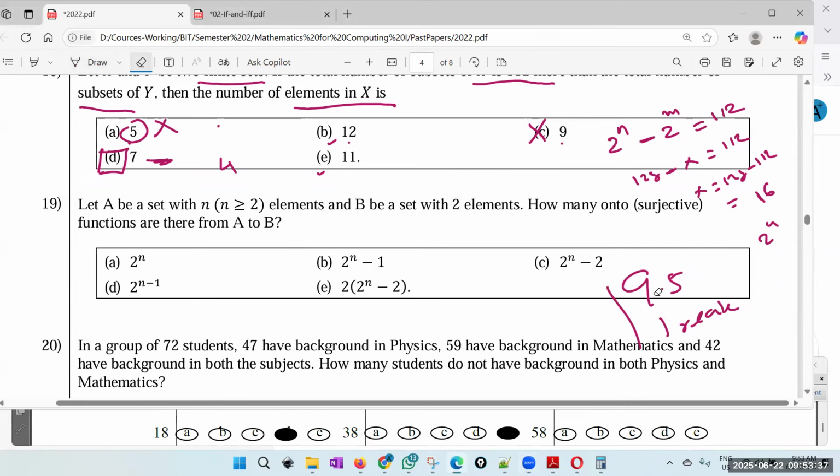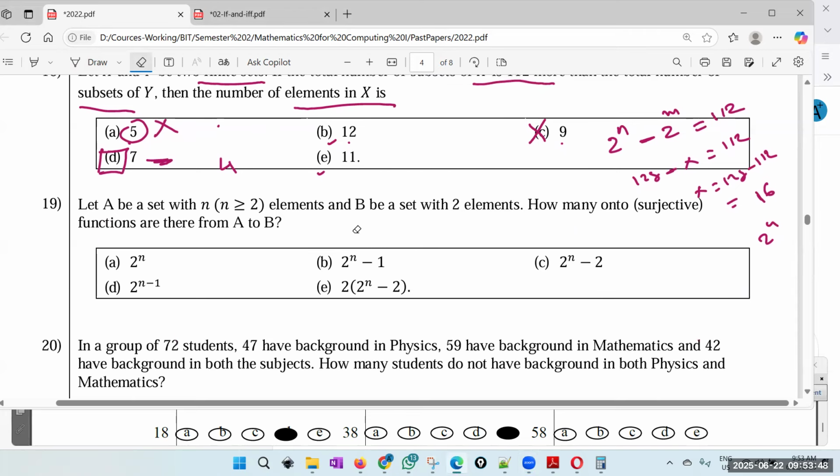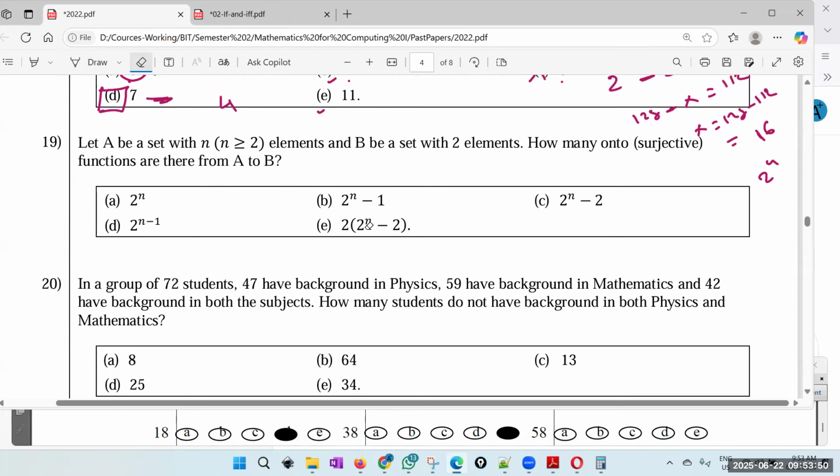Okay. Right, 19. So let's move on to question number 19. Let A be a set with n, greater than or equal to 2 elements, and B be a set with 2 elements. How many onto or surjective functions are there from A to B?